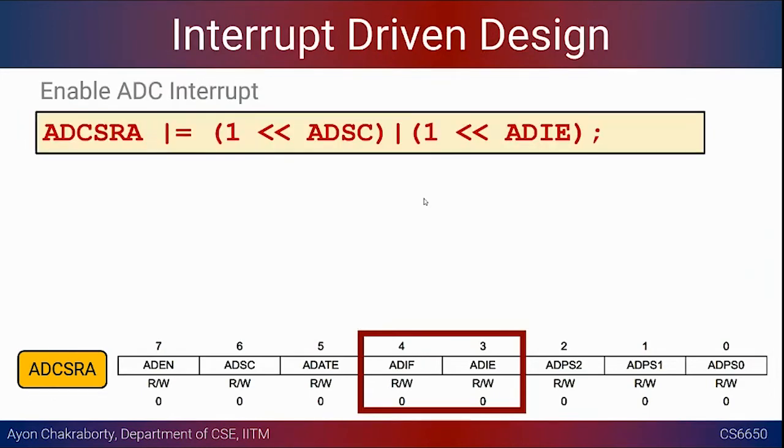So all you have to do is enable the interrupt. So there is this ADIE flag, and then start the conversion. Last time, we were not paying attention to this particular feature of enabling the interrupt. We were only trying to set the start conversion flag, whereas now we are trying to do both the interrupt enable as well as the ADSC bit, which is starting the conversion.